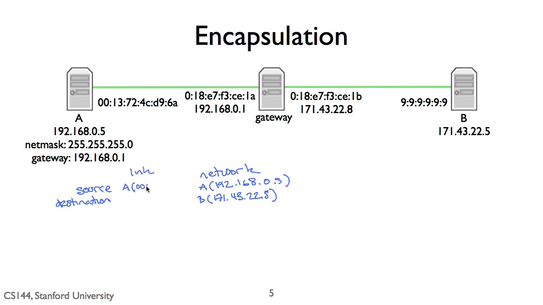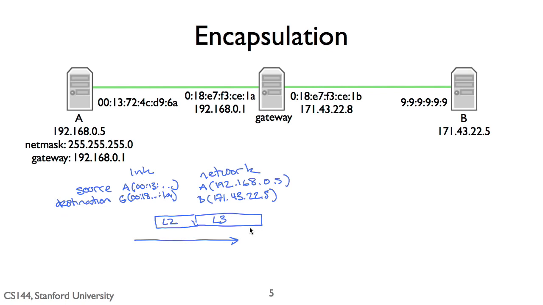To do this, it sends a packet whose network layer destination is 171.43.22.5, but whose link layer destination is the link layer address of the gateway. So the packet has a network layer destination 171.43.22.5 and a link layer destination 018E7F3CE1A. The network layer source is 192.168.0.5 and the link layer source is 0:13:72:4C:D9:6A. So we have an IP packet from A to B encapsulated inside a link layer frame from A to the left gateway interface.